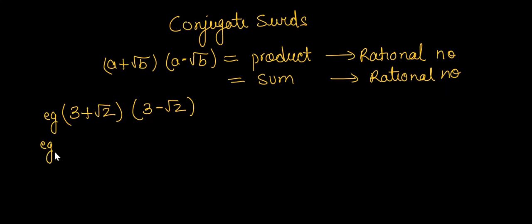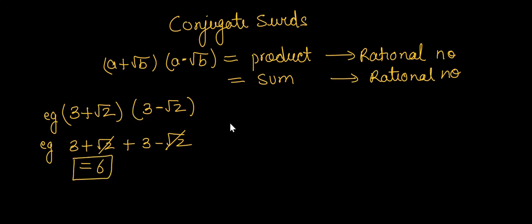So let's first add them. So 3 plus root 2 added to 3 minus root 2. So root 2 cancels with root 2. So 3 and 3 will give me 6, which is a rational number. So one of the conditions is fulfilled.